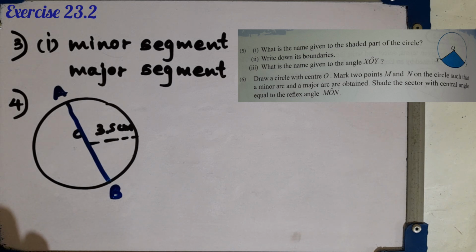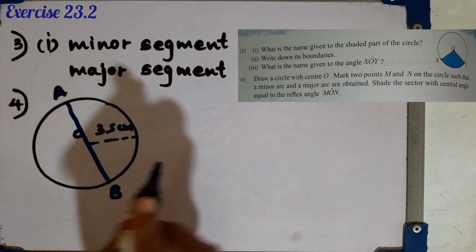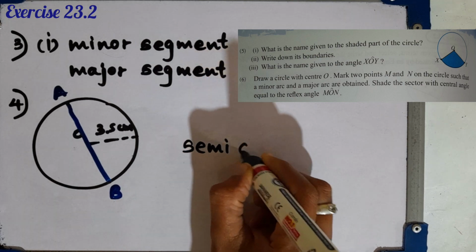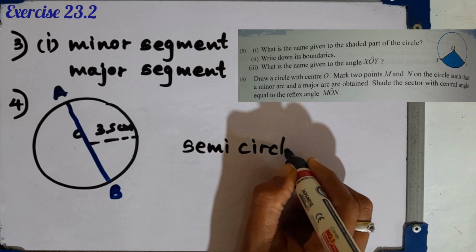What is the suitable name for the above two segments? These two segments can be named as semicircles. These are semicircles.